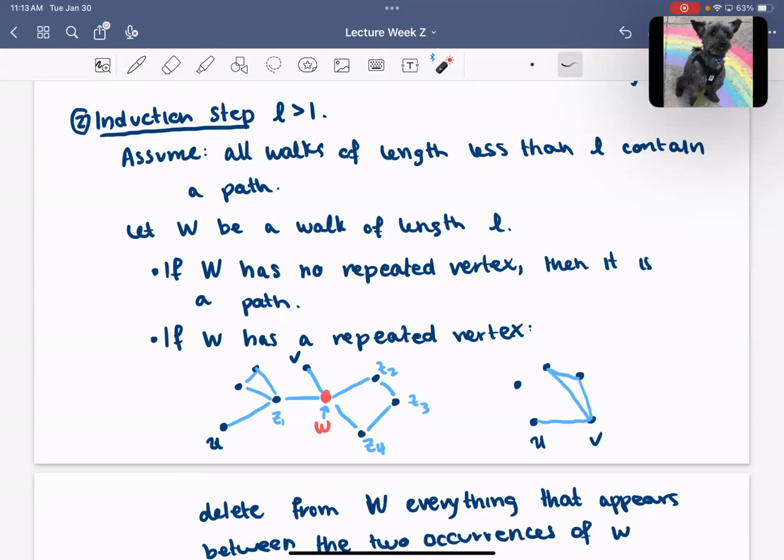Yeah. You have to use induction to prove it. It would just use the logic we did to make it shorter till we don't have any reoccurrence of vertices, and then it's just a path because there is no reoccurrence, without using induction.